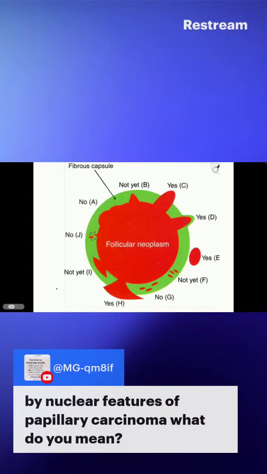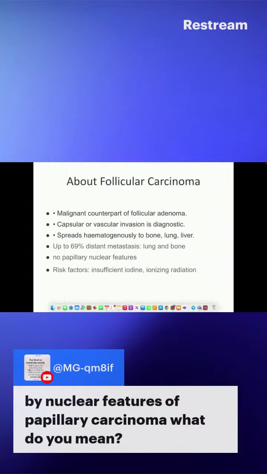Okay, so that's a really nice question. Nuclear features of papillary carcinoma, what do you mean? We're going to discuss it later in detail, but papillary thyroid carcinoma has distinct nuclear features. It means that the nucleus itself can have a glass appearance, where the chromatin is very clear. It can have nuclear grooves. It can have pseudo-inclusions, but I have more pictures, so you will understand more with the pictures.